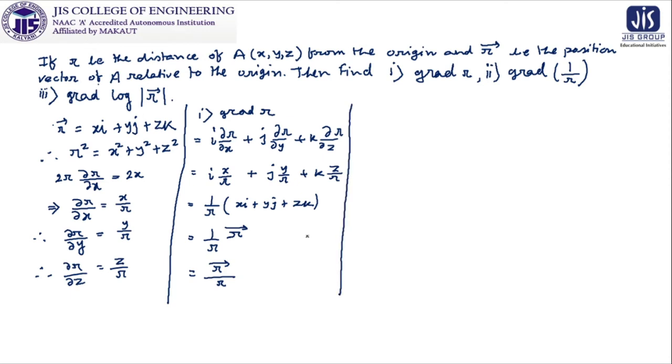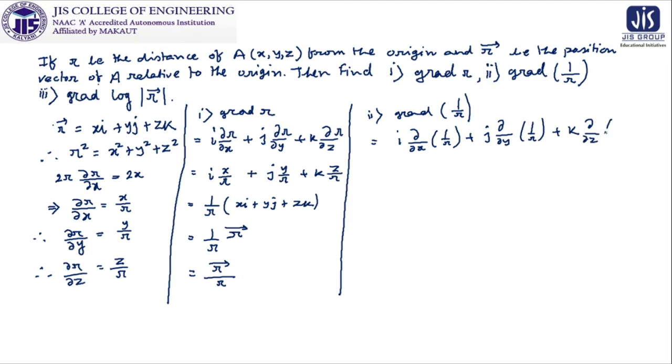If this is now clear to us, we can proceed further to the second problem, which asks what is gradient of 1 by r. Gradient of 1 by r will be, according to the formula, i del del x of 1 by r plus j del del y of 1 by r plus k del del z of 1 by r. So our job is now to find what is del del x of 1 by r.